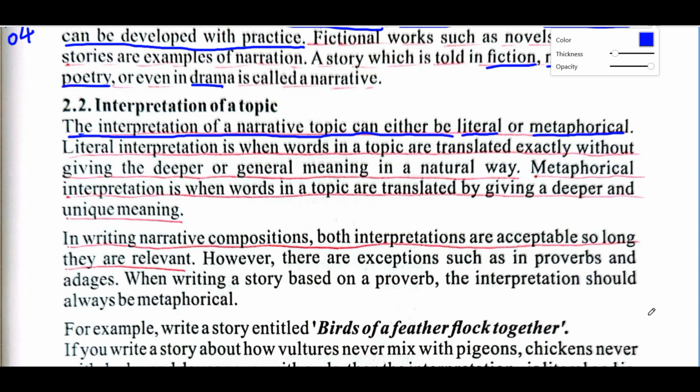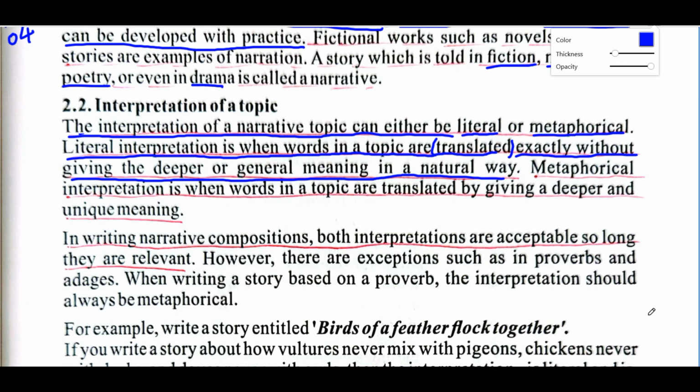So you need to give it a definition. If it's literal, then you need to write your composition according to literal. Then if it is metaphoric, answer according to metaphoric. Now what is really meant by this literal interpretation? Literal interpretation is when words in a topic are translated exactly, without giving the deeper or general meaning.